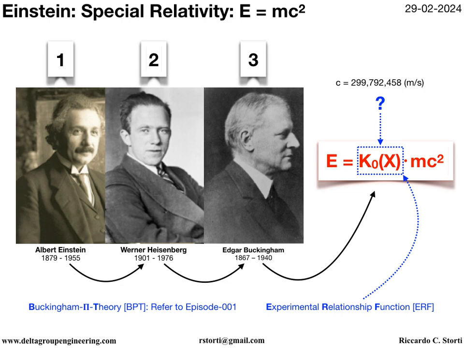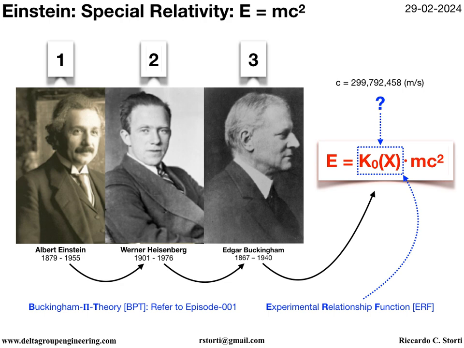Heisenberg's uncertainty principle means that a particular magnitude of error will always be associated with any measurement. In other words, Heisenberg is saying that energy and mass are approximately equal. We can never confirm that they are exactly equal. So, how can we get around this collision of requirements? Well, this is where Edgar Buckingham steps in. If Einstein's famous equation is formulated utilising the Buckingham-Pi method, an experimental relationship function is procedurally included.